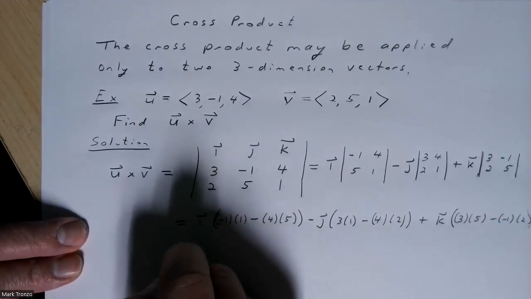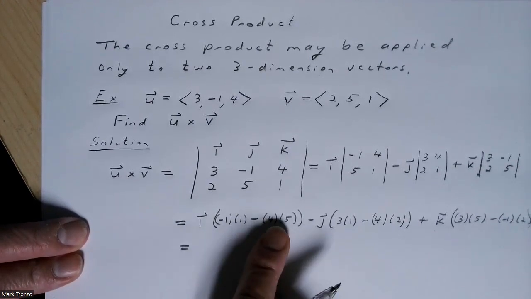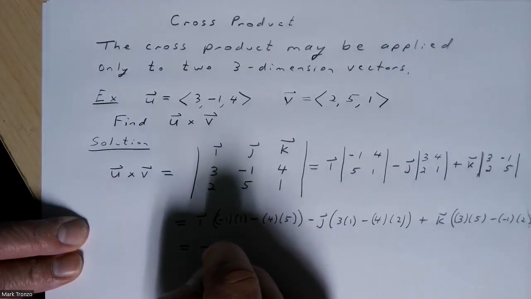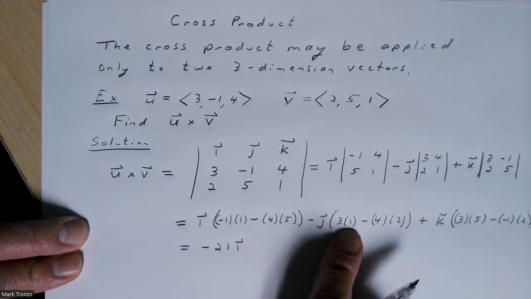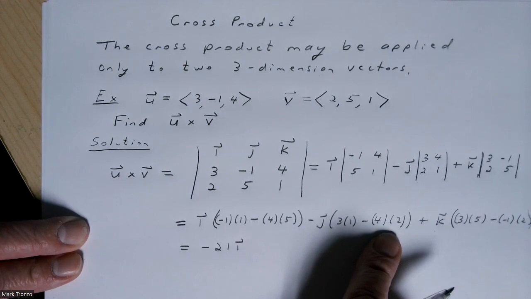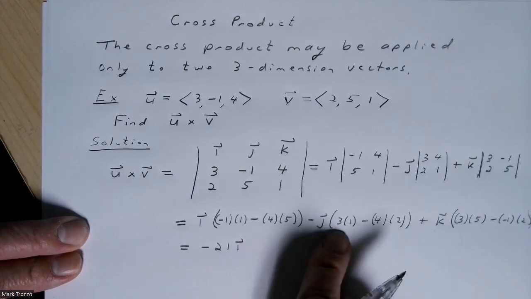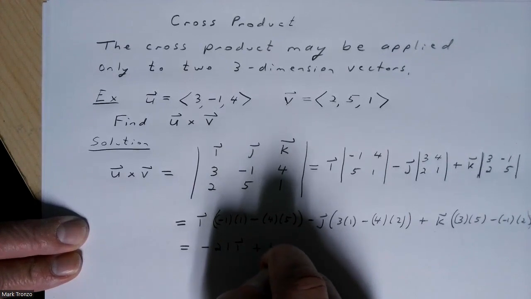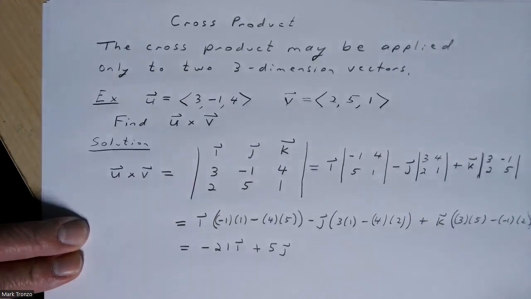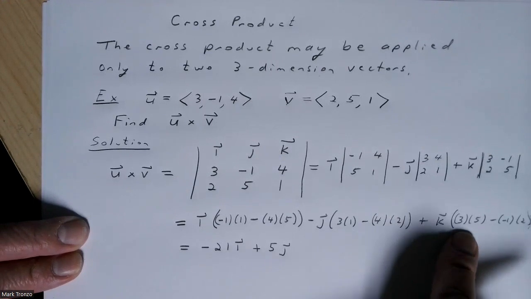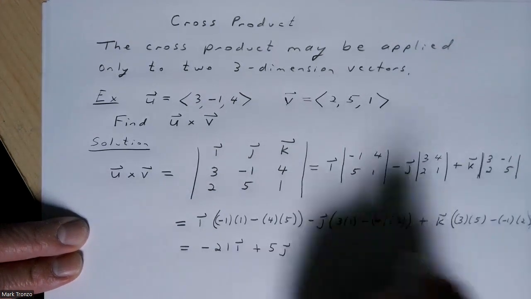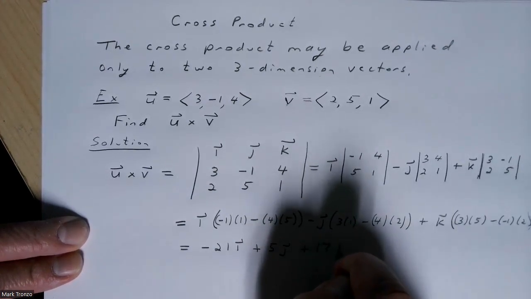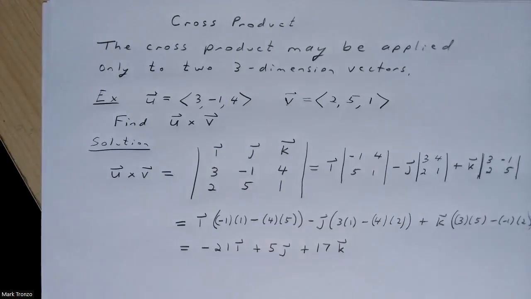So again, what do we have here? This is going to be -1 minus 20, so it looks like -21 I. Then this is going to be 3 minus 8, which is -5, but it's a negative of a -5, so +5 J. And this is 15 minus a -2, which makes it a +2, so it looks like 17K.